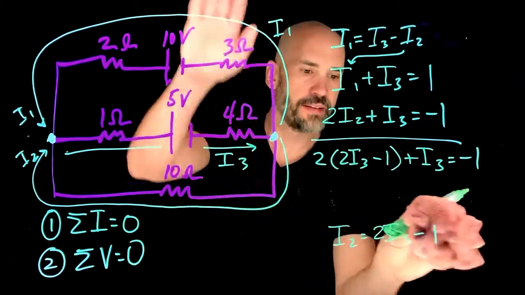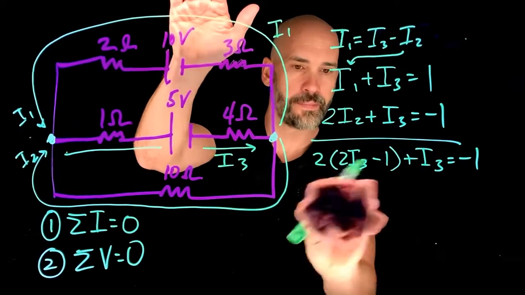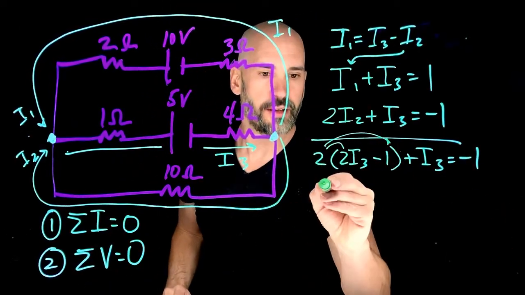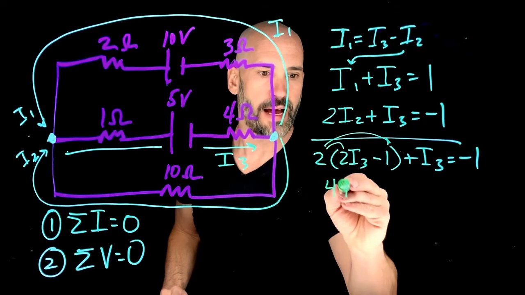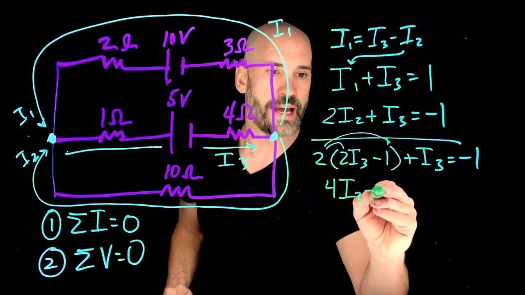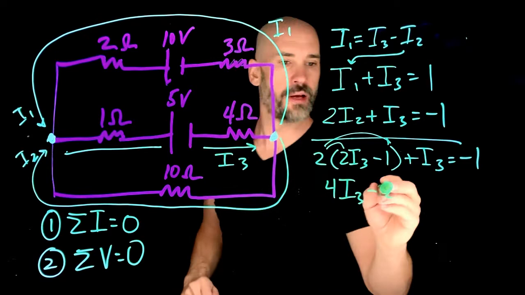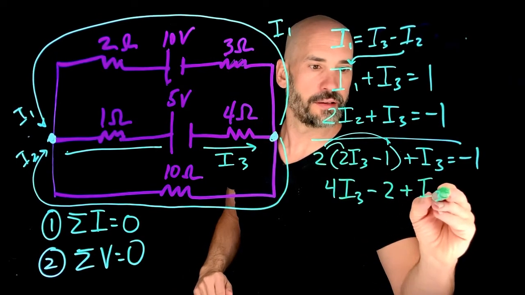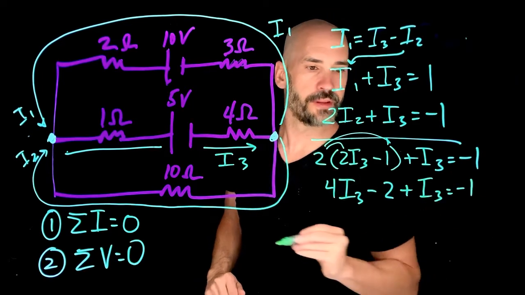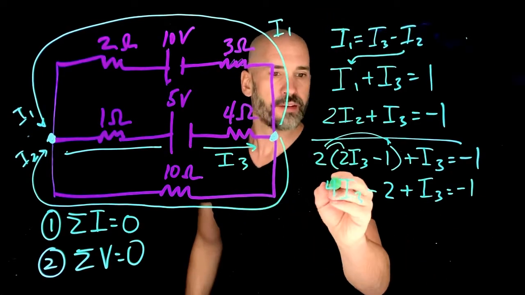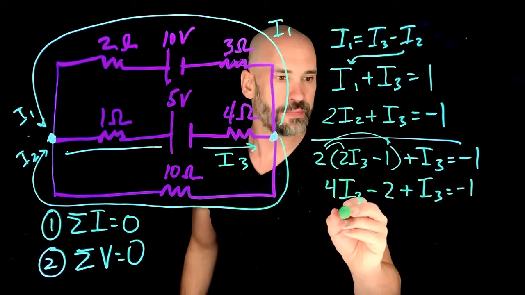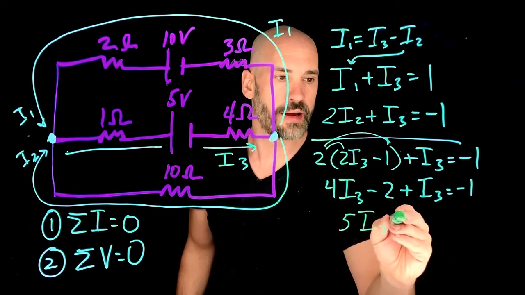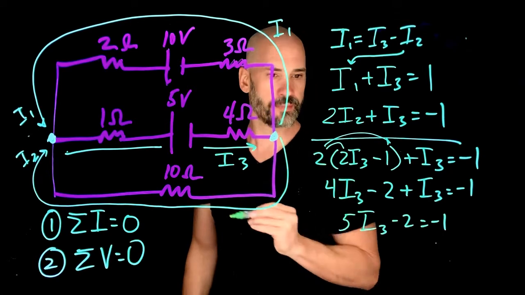And I can nicely erase this. Let's get rid of that. Okay. Distribute this 2 to here and here. So I get 4I3 minus 2 plus I3 equals negative 1. Right? So now if I add these up together, I get 5I3 minus 2 equals negative 1.